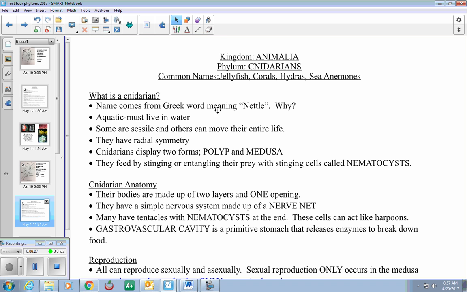So the Greek word comes from nettle, and if you think about stinging nettle, you'll understand why. Again, these are all aquatic. There's freshwater and saltwater versions. Some are sessile, which means they don't move, just the larvae move, and others can move their entire life. So some of the jellies will move around their entire life.